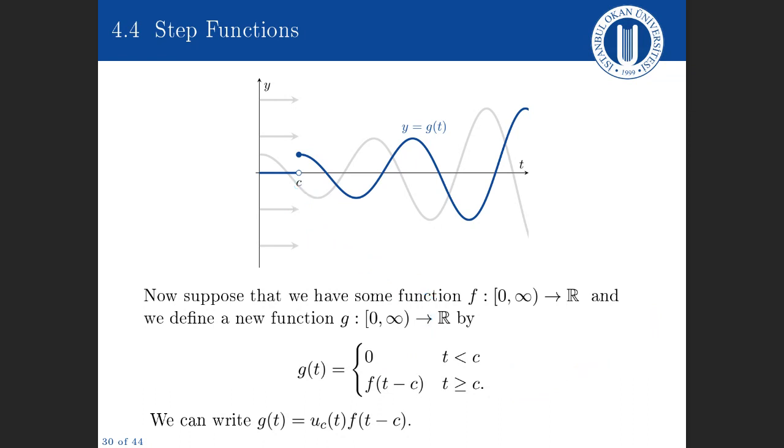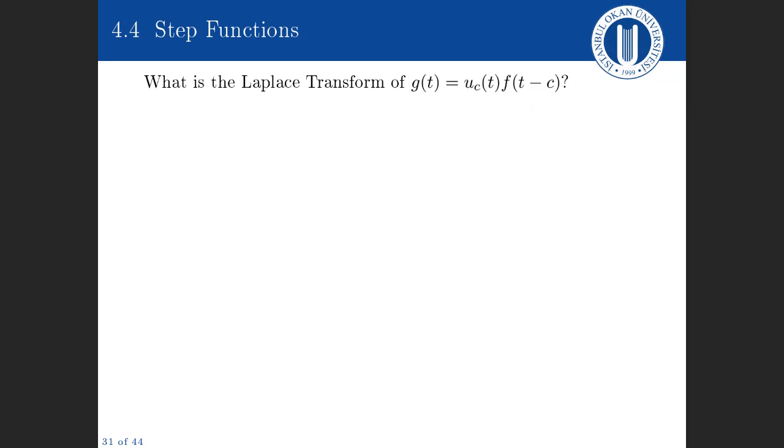There's another way to write this function. Anytime we have a piecewise defined function, we can define it using the unit step function. The function starts at 0, so it's going to be 0 plus something. We have a jump or a change at c, so it's going to be 0 plus something times u_c. And what is the change? It's the function on the right minus the function on the left. So g is u_c(t) f of t minus c. Okay, great. But what is the Laplace transform of this? Let's calculate it.